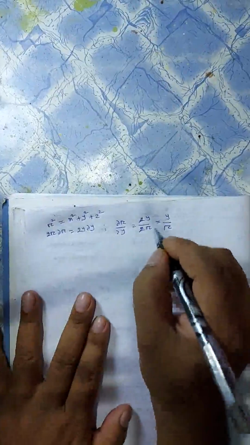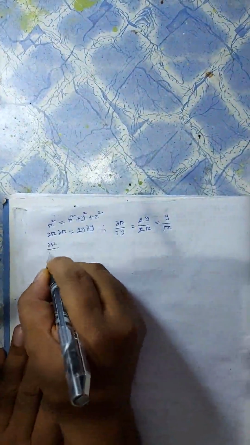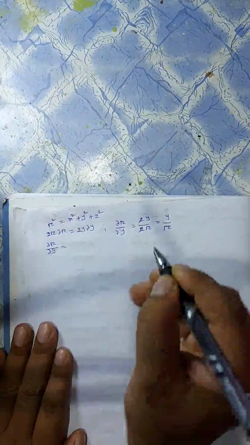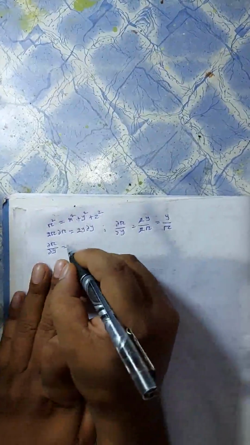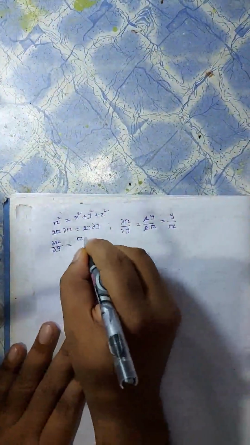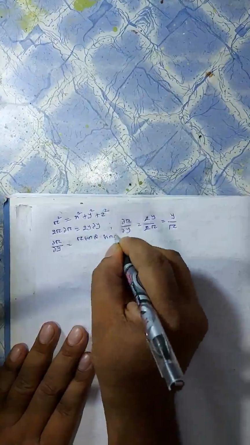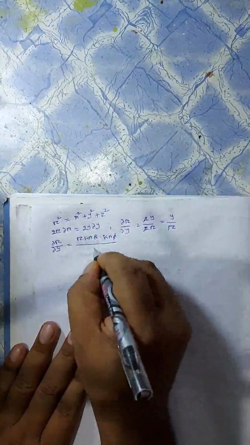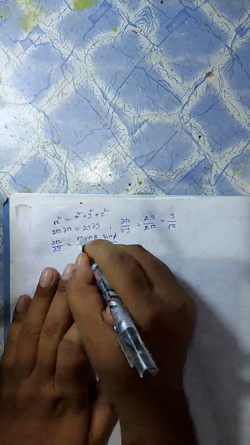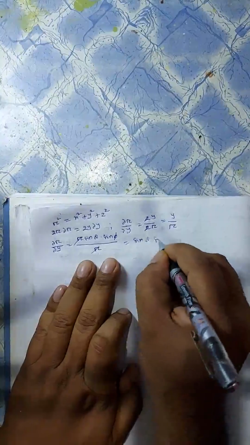Then what is y? Now ∂r/∂y is equal to y by r. What do we consider y to be? Now y is equal to r sin θ sin φ, divided by r. The r cancels, and we get sin θ sin φ.